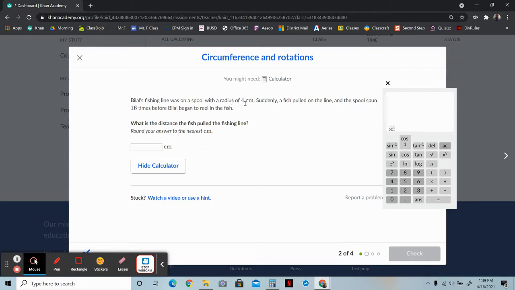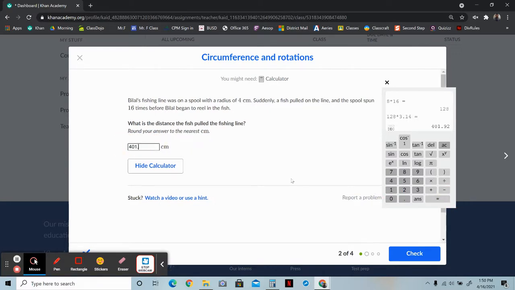The circumference is going to be 2 pi r. So 4 is the radius. Times that by 2, you get 8. That's the diameter. Times it by pi, you get the circumference. So the situation here is 8 times 16 times 3.14, because the circumference is 8 times 3.14, but it's happening 16 times to get the full distance. You do 8 times 16, and then times it by 3.14, and there's your answer, 401.92 centimeters.